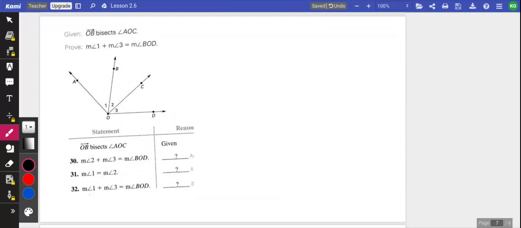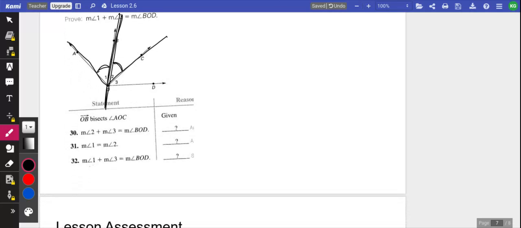Given that OB bisects AOC. So if this is AOC and it's telling me that OB is bisecting, that means it's cutting it in half. So I'm going to go ahead and draw that on my picture. So I know already that angle 1 and angle 2 are equal. Well, that's right down here. So that's because of definition of a bisector.